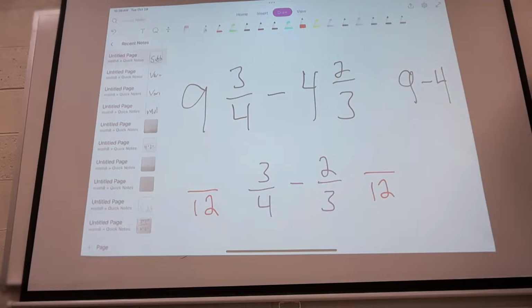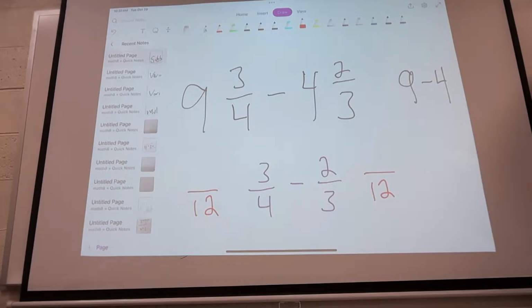2 times 4 plus 3, plus 3, 9, 11. So 11 over 4. Over 4 times 9. What is 2 times 2? Plus 1. So 5 over 2. Over 2.